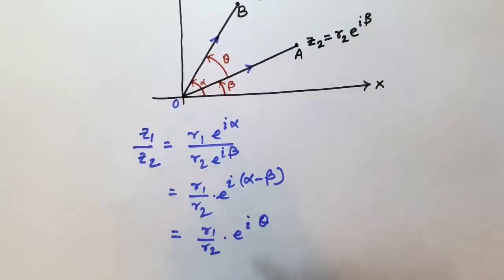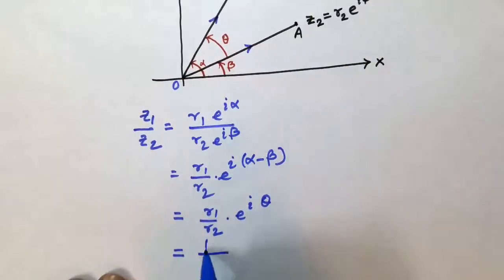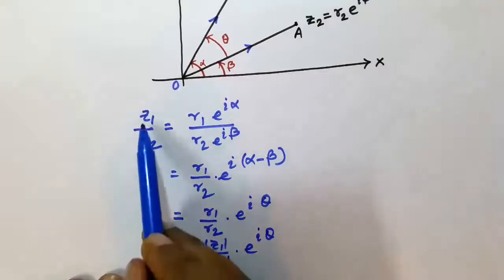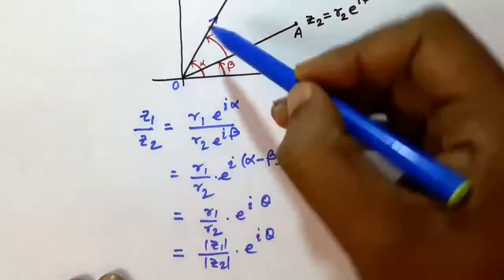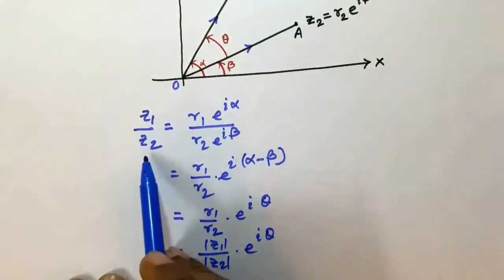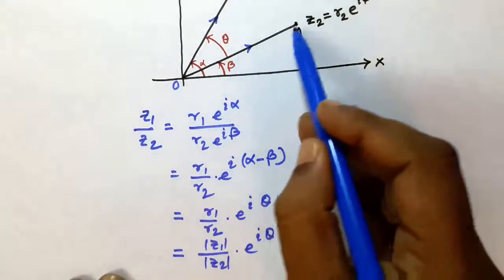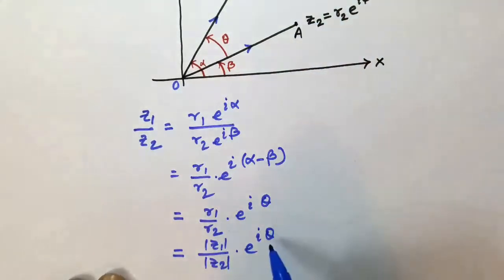Now from this one we see that this can also be written as modulus of Z1 divided by modulus of Z2 into e to the power I theta. Now see that Z1 by Z2, what is Z1? Z1 is the final position of the rotation and Z2 is the initial position of rotation from where the rotation started. And the angle theta is the angle travelled from initial position to the final position.